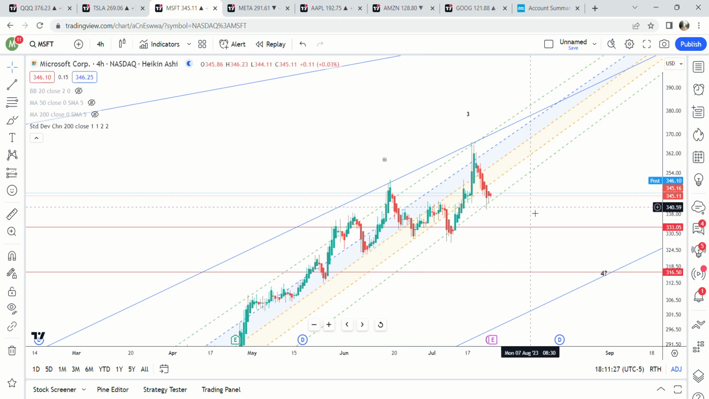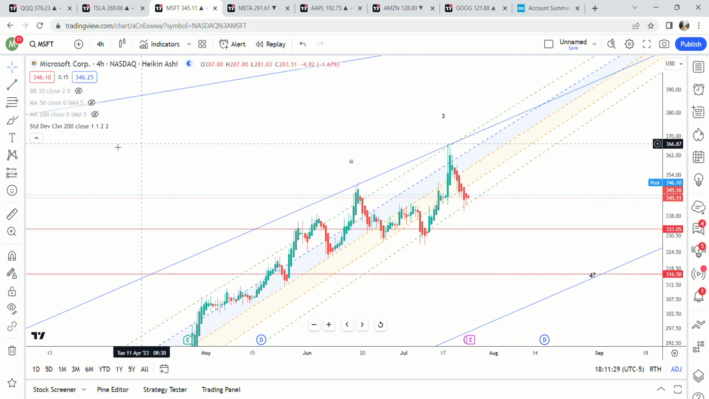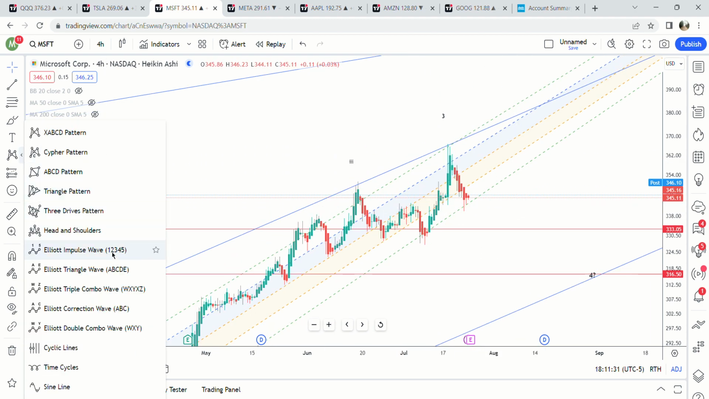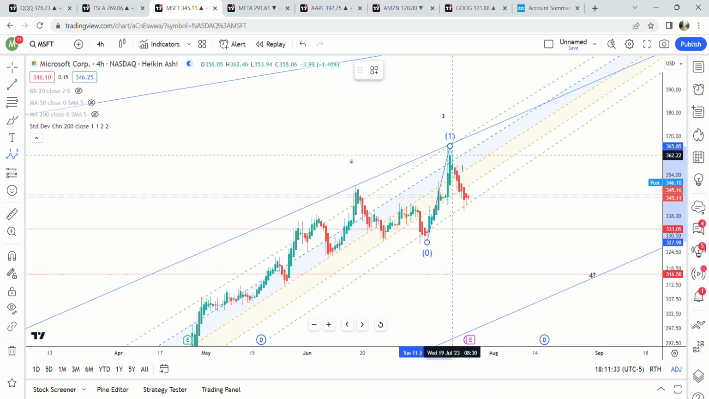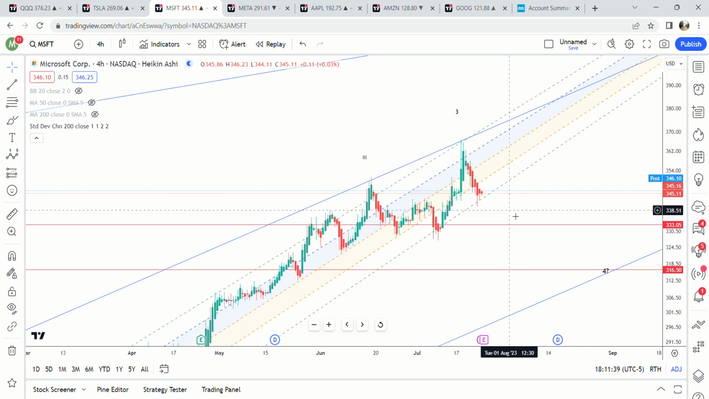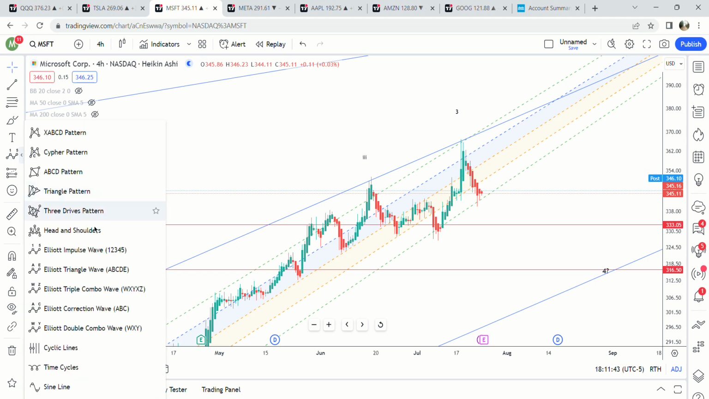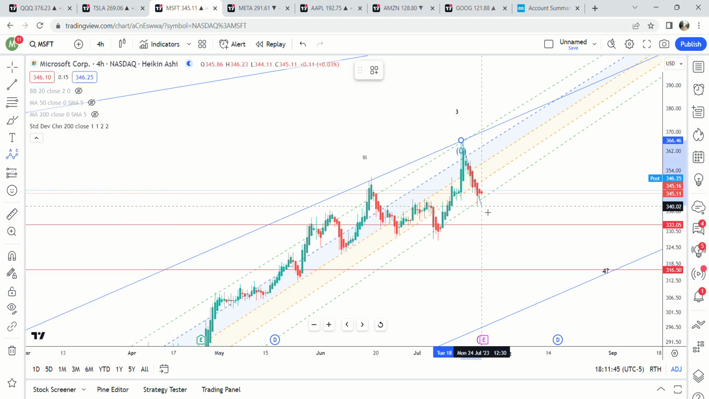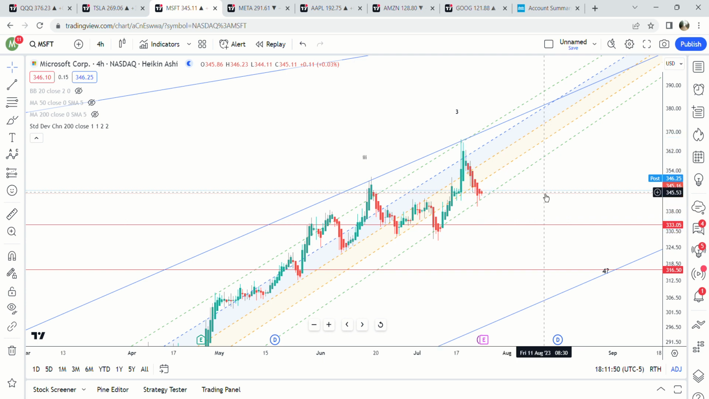So I would imagine that we're going to see, and I highlighted this a week ago, I said that there's a chance of this. This is possible. I don't know if it's going to happen or not, but it is possible. The other possibility would be maybe something like this. So Microsoft, again, another dip buy.